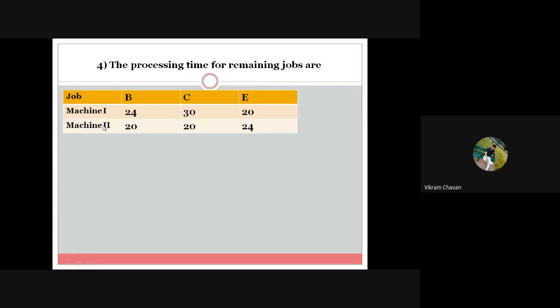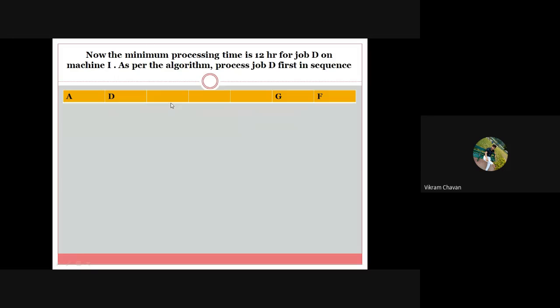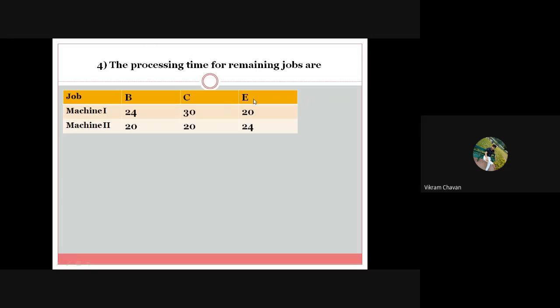Now machine 2, first of all, we will keep aside. There is a comparison about which job should be considered out of B and C. But there is no competition for the E job, because it is related to machine 1, and machine 1 has only one lowest processing time in this table. That is 20 hours, and it is related to the E job. So this E job should be given the highest priority in the remaining 3 blocks.